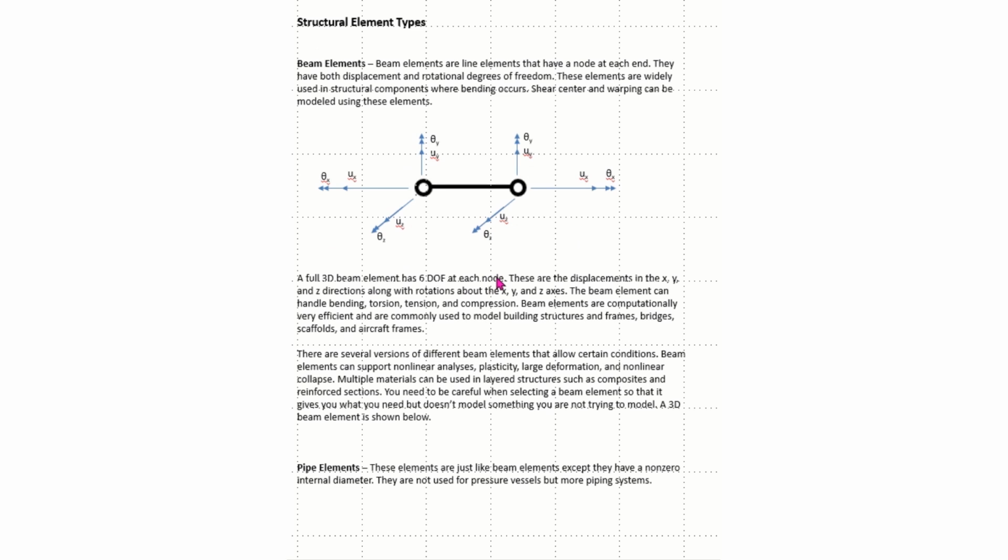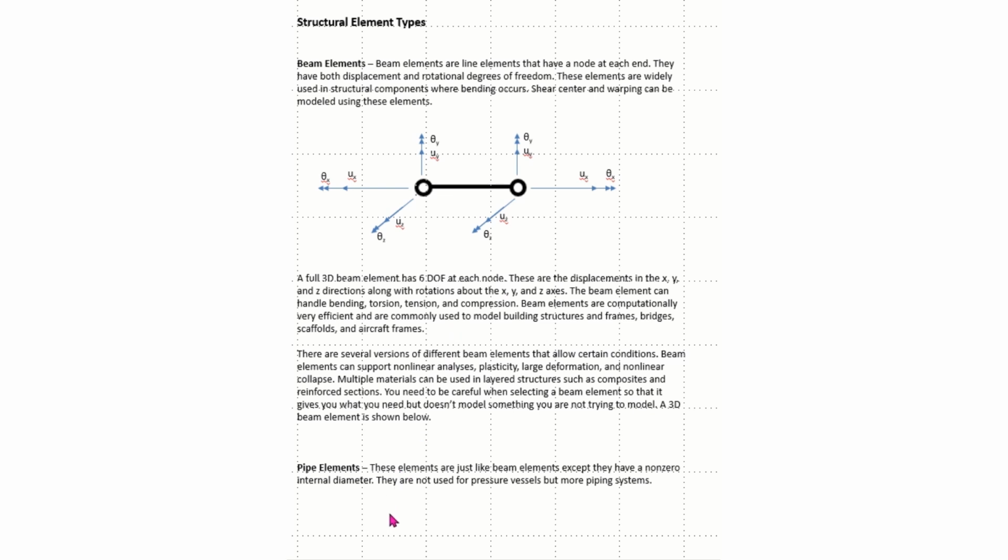Beam elements are great elements. They're very commonly used. Again, they show up as lines, so they're called a line element. Again, like the link elements, they have a node at each end, and they have both displacement and rotation degrees of freedom. And these elements are widely used in structural components where bending occurs. Shear center and warping can be modeled using these elements as well.